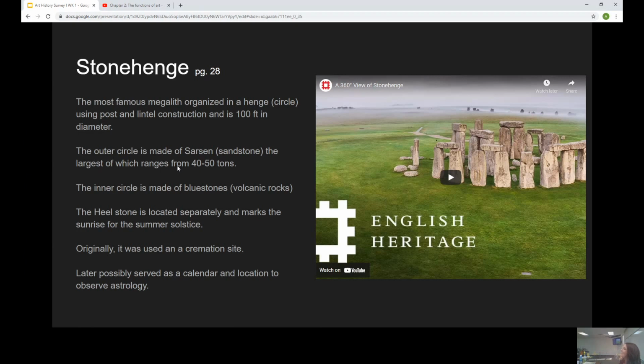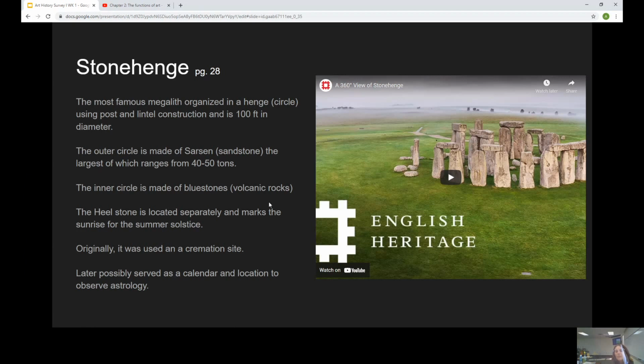Did it take a lot of time? Heck yes. This is 100 feet in diameter. If you are wondering how big Stonehenge is, there is an inner and an outer circle. The inner circle is made of bluestones. They are volcanic stones from a very long way away. They did not come from nearby at all. And then the outer stone is white stones. They weren't from as far away. And of course, the most important stone is the heel stone, which you'll see in the video in a second. Well, it's not really a video, it's a 360 view.